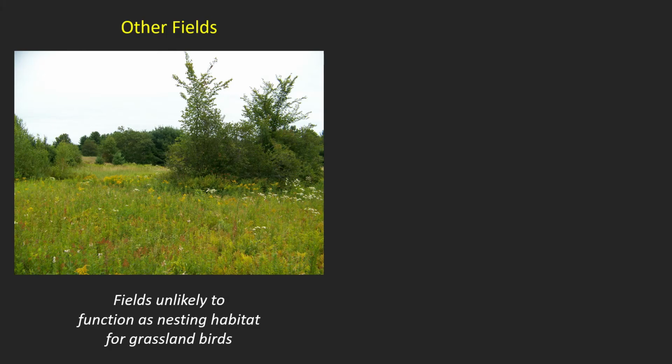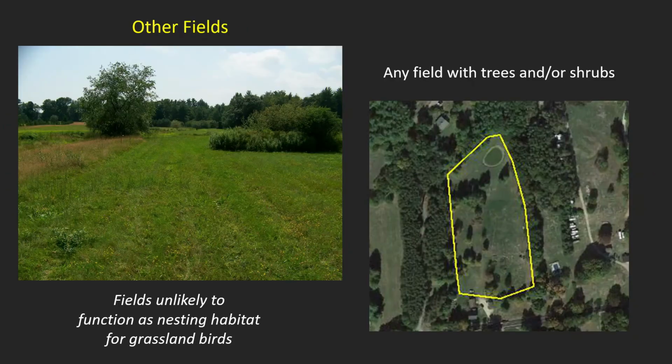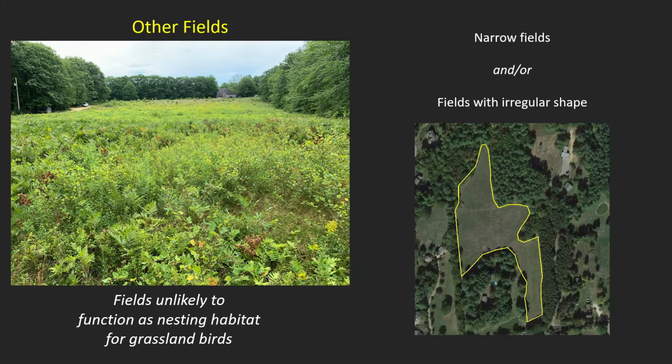I consider all fields that are unlikely to function as nesting habitat for grassland birds as other fields. These include any fields less than 5 acres in size, fields of any size that have trees or shrubs growing within the opening of the field, and fields that are long and narrow, or those that are irregular in shape, with peninsulas of trees that extend towards the center of the field. These fields don't provide grassland birds with an area to nest away from the field edge.